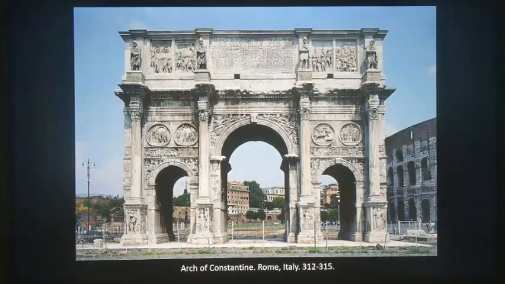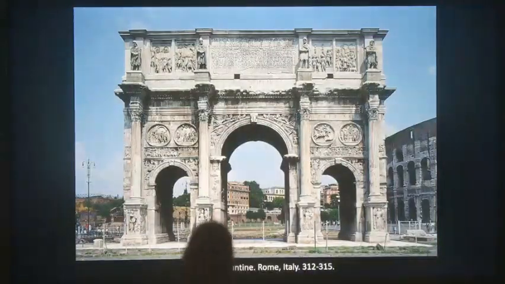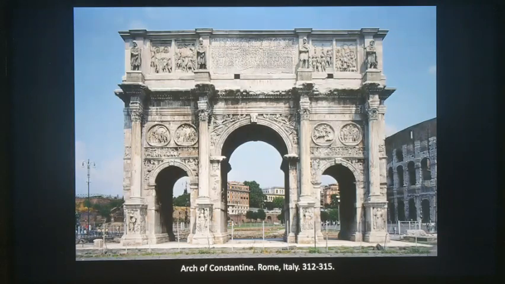You might be familiar with a very similar Arc de Triomphe that is in Paris in France, where we also have this very similar classical form. A series of arches that have then been decorated on the surface so that we have all of this detail about the battle that Constantine won in this case.